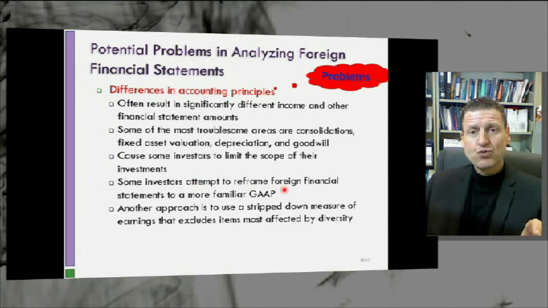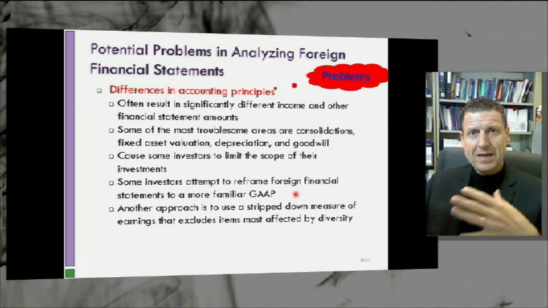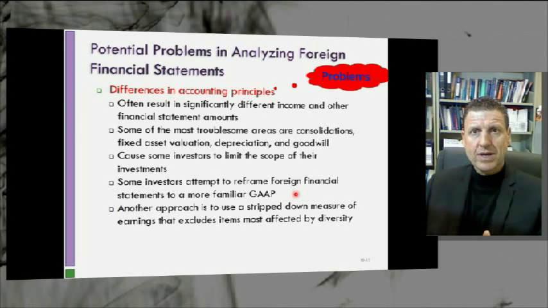Some investors attempt to reframe foreign financial statements to a more familiar GAAP, which is good. Another approach is to use a stripped-down measure of earnings that excludes items most affected by diversity. In other words, you're stripping down the measure of accruals, other short-term liabilities, accounts payable, accounts receivable, and you're trying to understand what was the cash received or generated during the period. Ultimately, if you strip down so much, you actually got nothing at all.